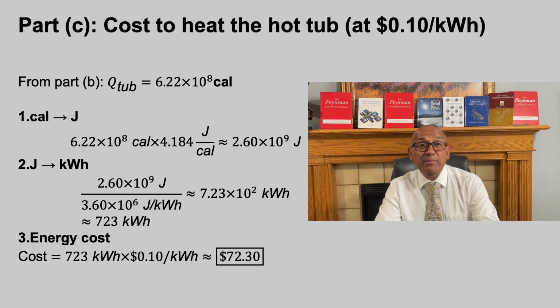Finally, multiply by the price, 723 kilowatt hours times 10 cents per kilowatt hour, which equals about $72.30. This is a back of the envelope cost assuming ideal electric heating and no heat losses. In practice, heat losses and a smaller temperature rise would change this number, but the conversion steps are exactly what you use on a real bill.